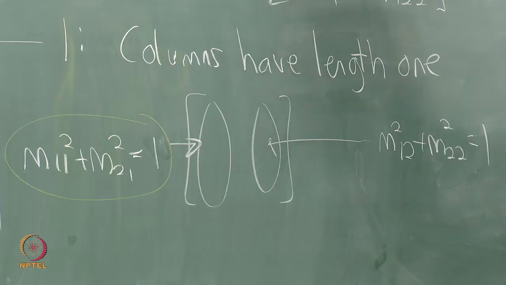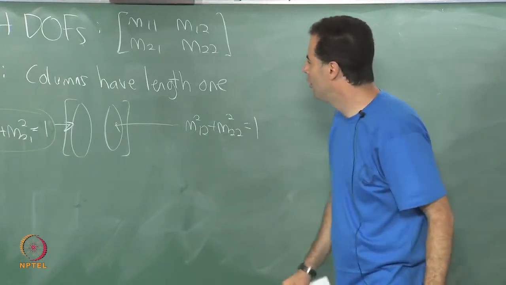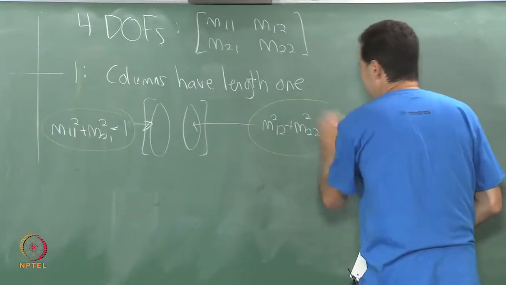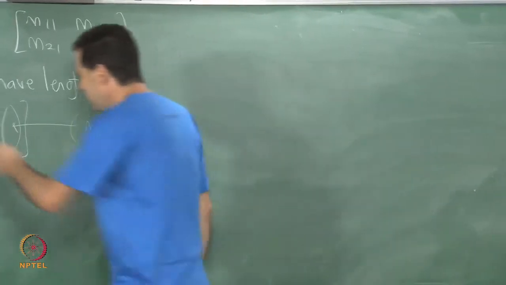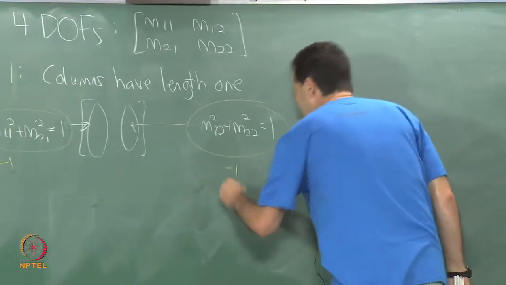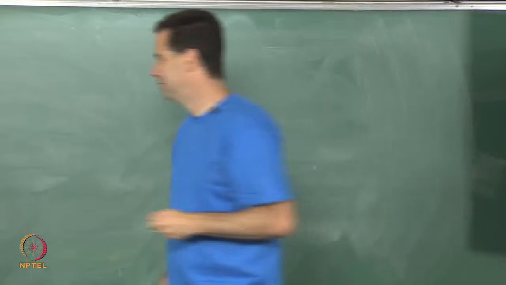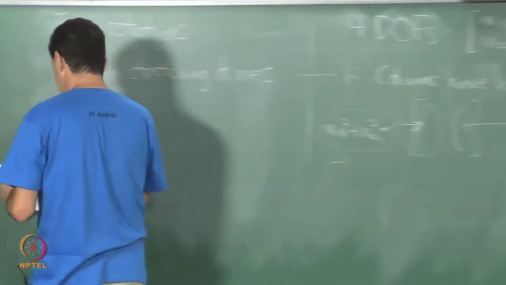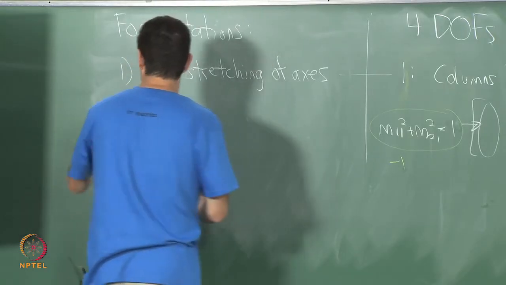How many degrees of freedom did I just lose? 2. So I lost 2 degrees of freedom. So I had 4. Each one of these circles here, imagine I'm the professor marking off points, taking off points from your grade. So let's say you lost 1 for that. You have 1 degree of freedom less. You lost 1 for that. Now you only have 2 degrees of freedom left.